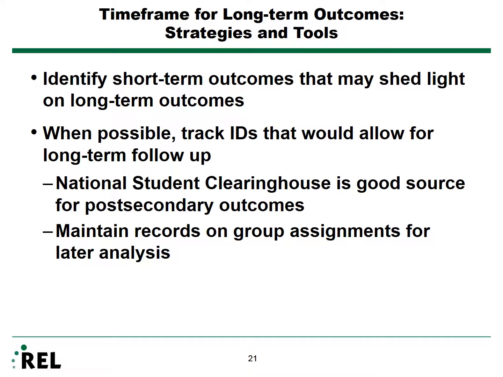One example is that timely credit completion in 9th or 10th grade gives you information about the likelihood of future high school graduation. Another option is for districts and educators to track student IDs that would allow for long-term follow-up through a database like the National Student Clearinghouse, which tracks postsecondary outcomes. In this case, it is important to maintain records on which sample members were in the treatment or control group for later analysis. The district can request outcomes from the clearinghouse and conduct a follow-up analysis several years later, allowing them to assess a program's effects on these longer-term outcomes.